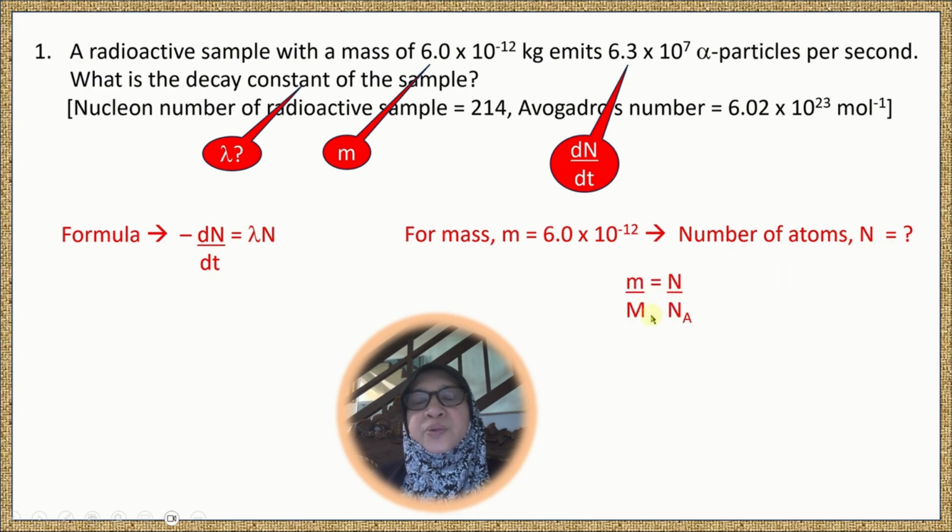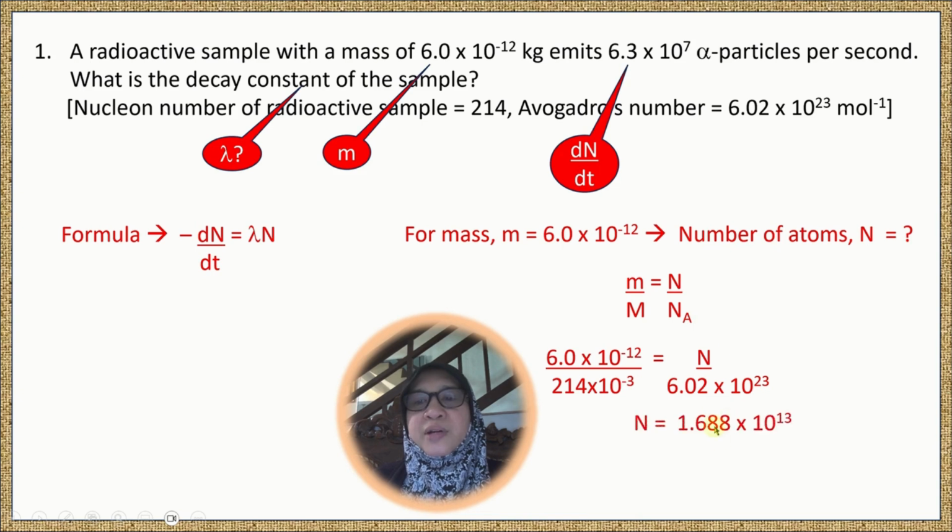So we use the formula: the ratio of mass over molar mass equals the number of molecules over Avogadro's number. We substitute the mass here, the molar mass is 214 given, and the Avogadro number, and we get the number of atoms. In this case, atoms or molecules, we don't know what kind of substance the radioactive sample given here is. So this is the number of atoms, 1.688 times 10 to the power of 13.